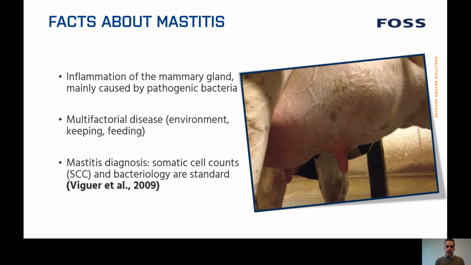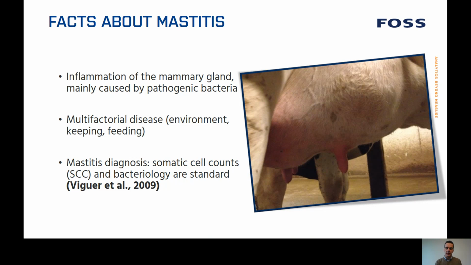Mastitis is mainly caused by bacteria, and it is defined as the inflammation of the mammary gland. It is a very challenging disease to work with because it is multifactorial, and the environment, the keeping conditions, the feeding of the cows, they all come into play when we talk about mastitis. And it's really difficult to control all of them and provide an ideal environment for the cows.